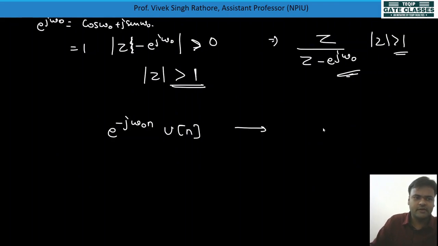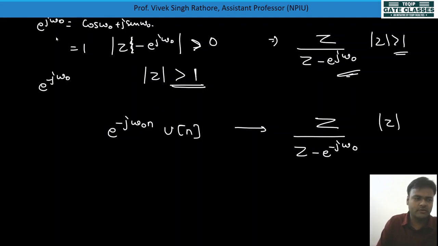You will get definitely z minus e to the power minus j omega 0 with mod z greater than e to the power minus j omega 0. So whatever it may be, e to the power minus j omega 0 or e to the power j omega 0, the mod value will be 1 only. So ROC for e to the power j omega 0 n u of n you have seen, and e to the power minus j omega 0 n u of n you have seen.